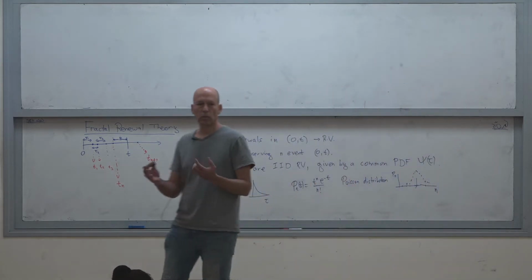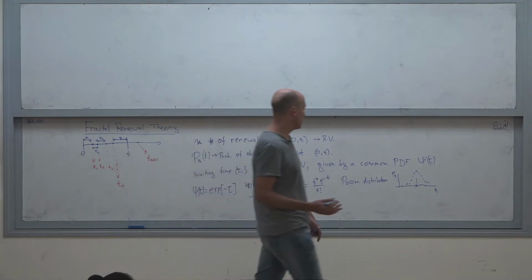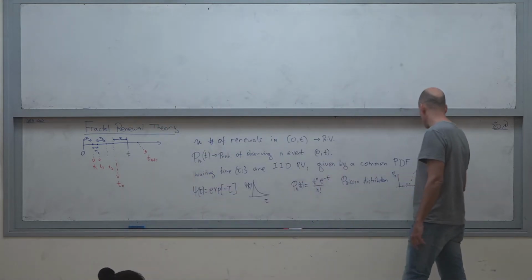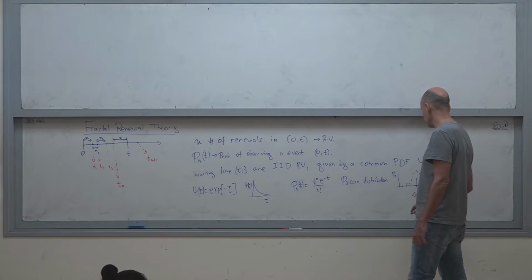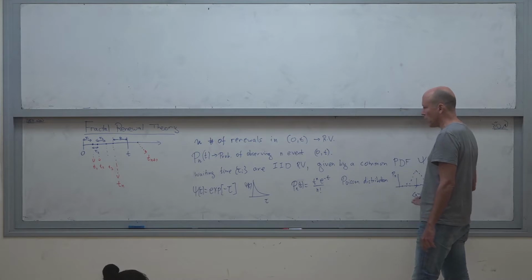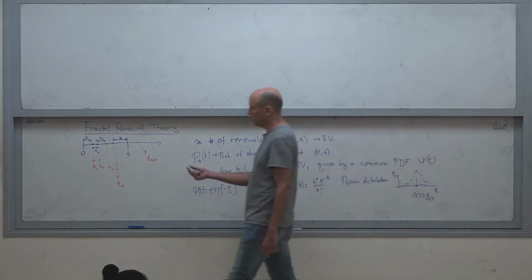Okay, and where is this peak, more or less? It's very obvious. This is the average, more or less. What is the average? It's easy to guess, we will calculate it. The average is, when t is large at least, t over the average waiting time.